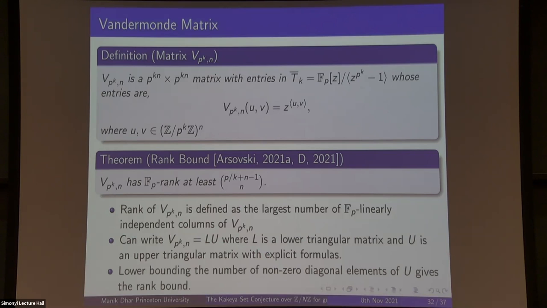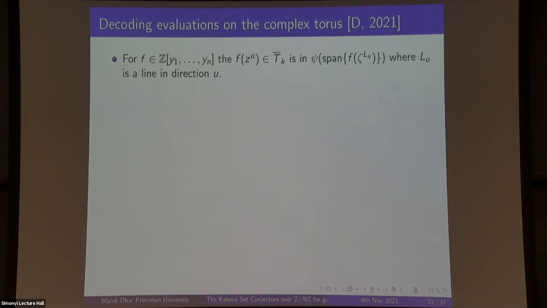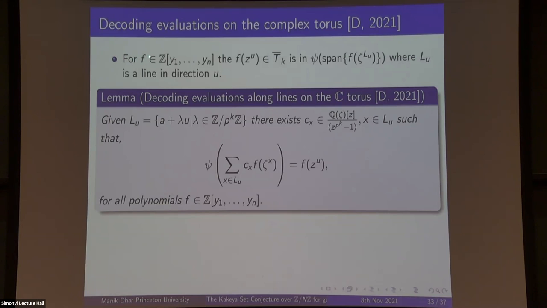Let's talk about the decoding argument now. So how do we do the decoding? The idea is that for any polynomial with integer coefficients, we look at the evaluation of that polynomial over zeta raised to l·u. So you have a line in direction u and you evaluate your polynomial over all of those points. A linear combination of those evaluations, after applying the mod p map, will give you f evaluated on little z raised to u. If you compare this to the finite field case, by looking at evaluations along a line, if the degree was low enough, you could decode the polynomial and get the evaluation of the highest degree part of that polynomial on the direction.